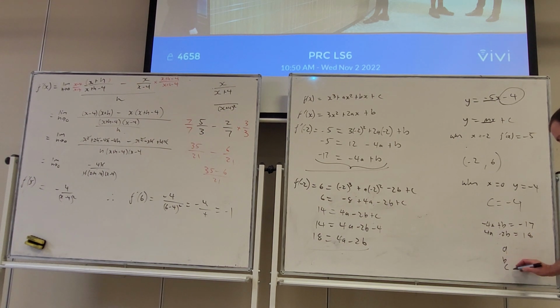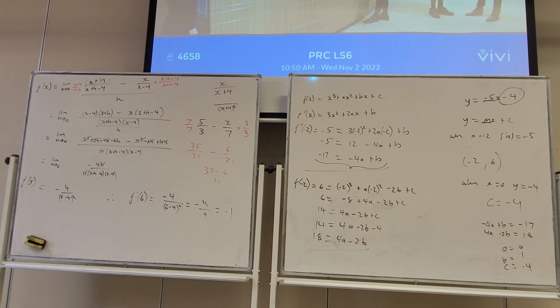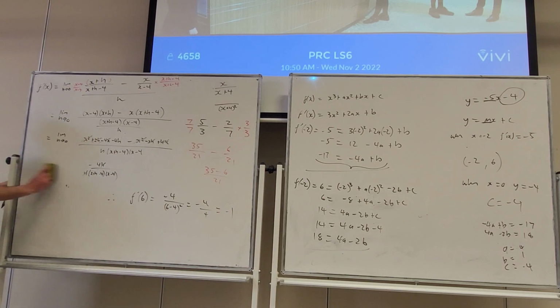I'll just go c is minus 4. One of them is positive 4 and one of them is 1. Can't remember which way it is. Yeah. All right, let's move along. Question 6.